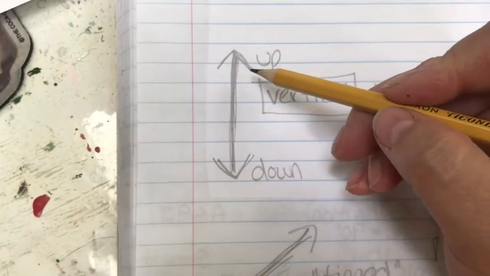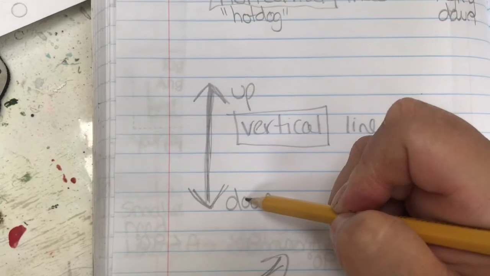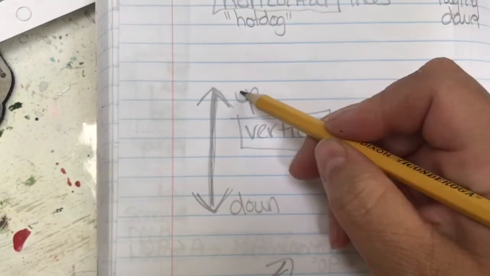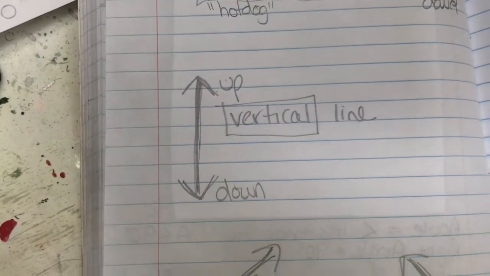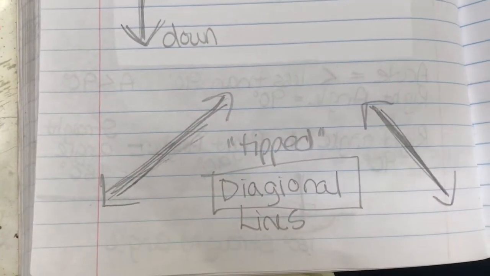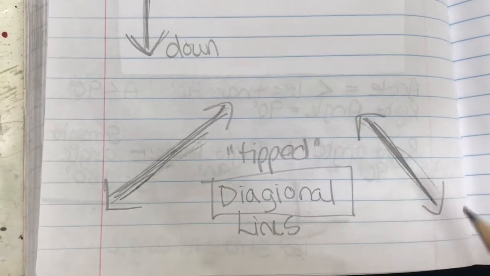Here is another type of line, which is called a vertical line because it goes up and down. So you can think of your vertical blinds that you might have in your windows. They go up and down to cover the window. So this is a vertical line. These lines that look like they're tipped on their sides are called diagonal lines, and they can point either way.